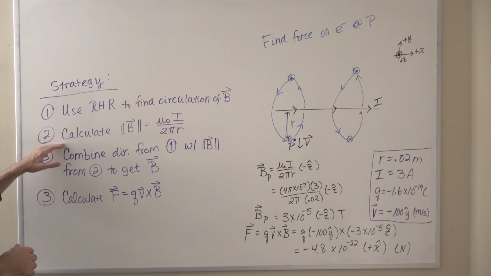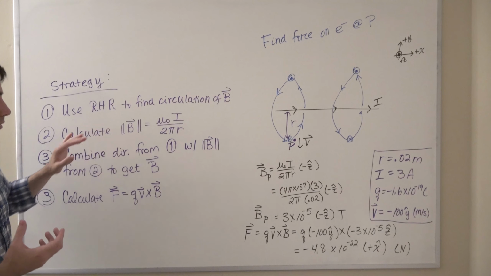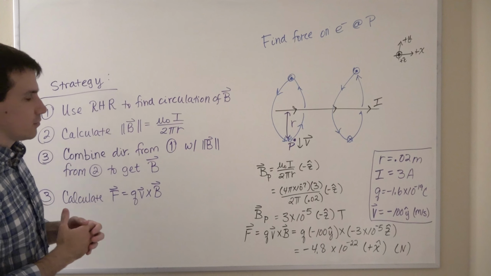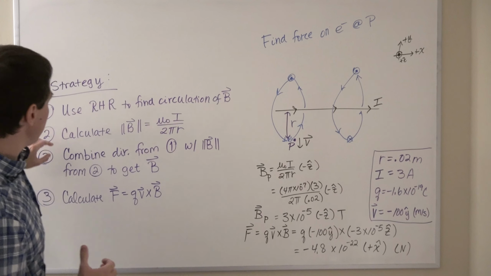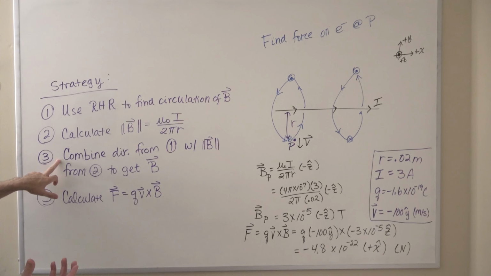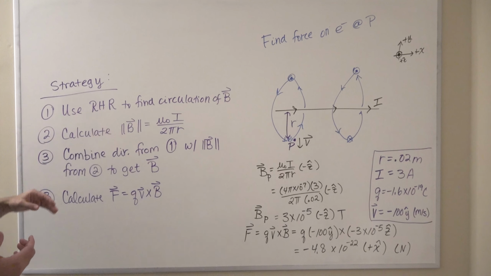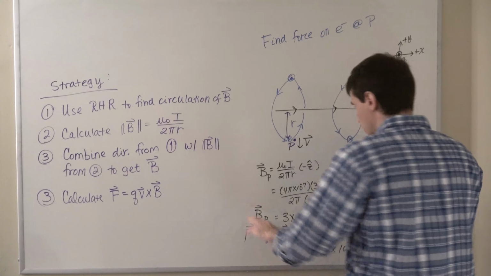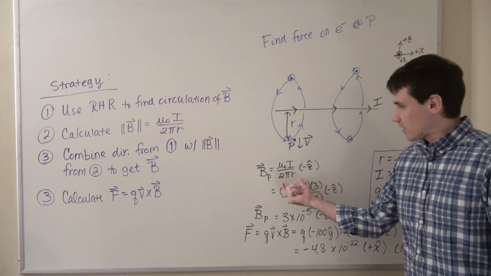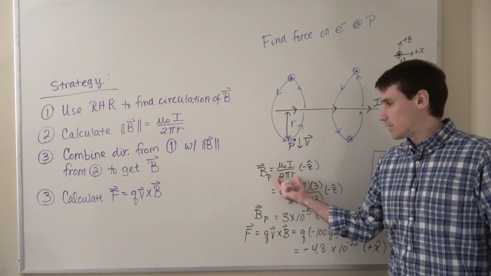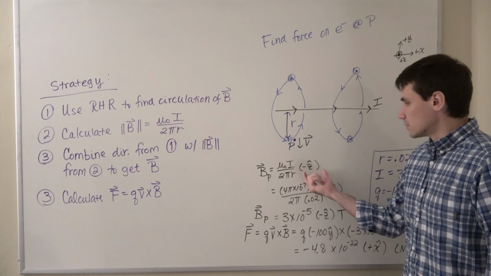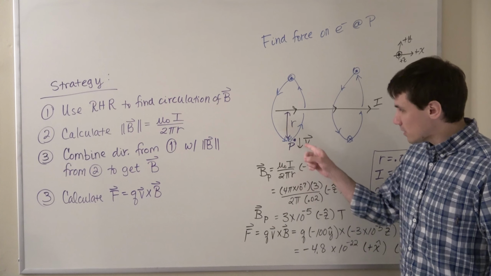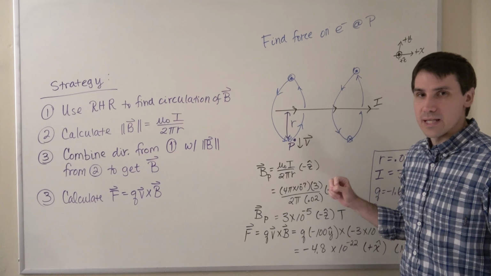Next, we're going to use our magnitude of the magnetic field for a long straight wire to calculate the magnitude of B. Putting these two things together, our third step is we combine the magnitude and the direction from steps 1 and 2. And this looks like this equation here. We have our magnitude, all of these values are positive, multiplied by the direction into the board, which is the negative z hat direction.